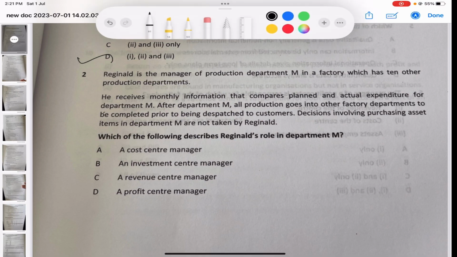Again, planned and actual for Department M. After Department M, all production goes into the factory departments to be completed. Decisions involving purchasing asset items are not taken. So, what does Reginald actually do? Reginald is only responsible for the costs, right? Whatever costs are involved. If you read the question again, you can see that only the costs which are required in the particular department M, only that is taken care of by Reginald. So my answer is obviously A, since he is the manager of only one cost center.